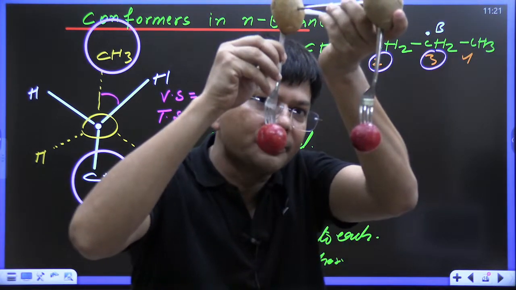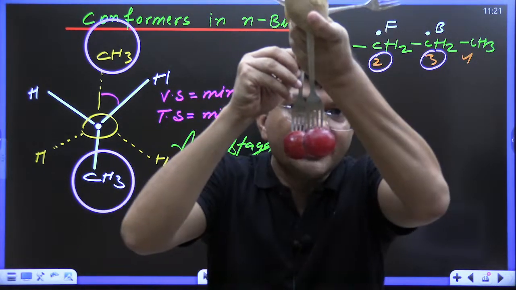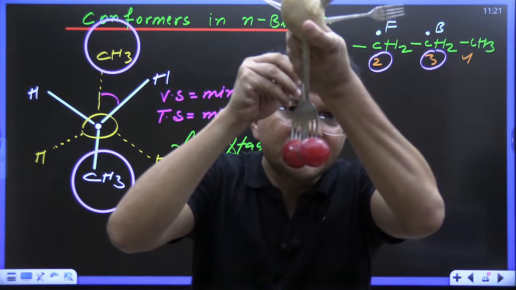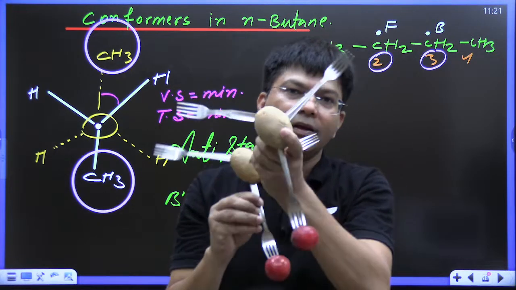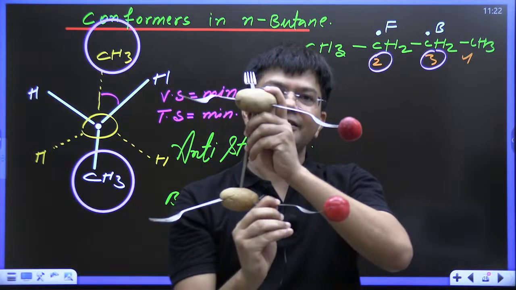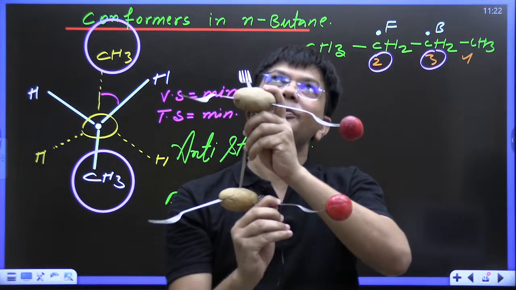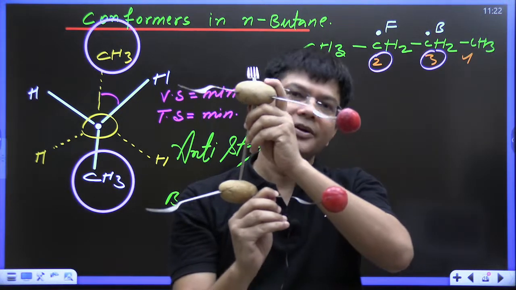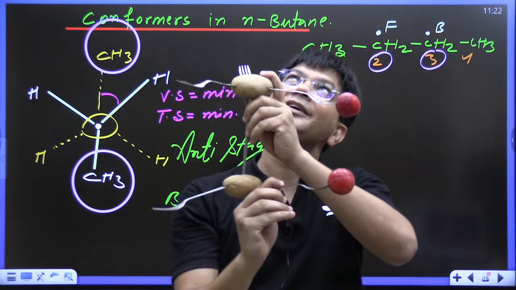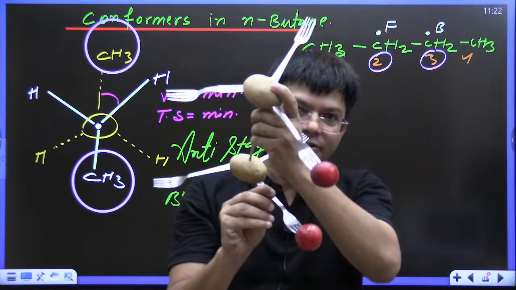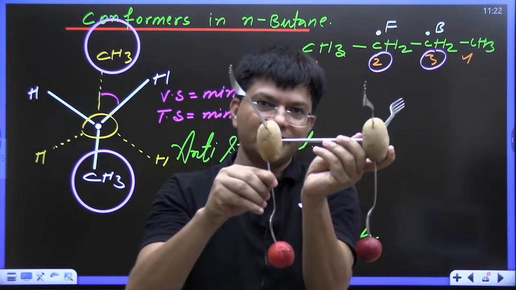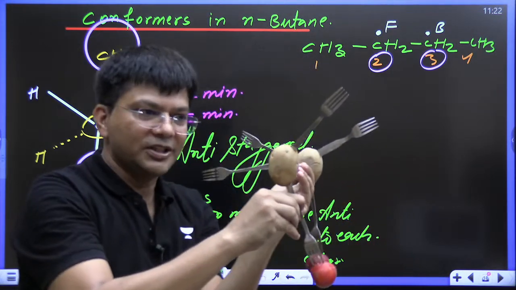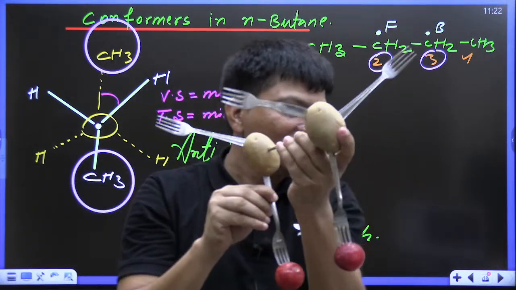This is the Sawhorse representation and this is the Newman's projection. In Newman's projection, the back methyl is not visible. This is your fully eclipsed form. It is as if somebody is seeing it from an aeroplane or a helicopter. This is Newman sitting at the roof, and this is you, Newman, in front. This is the Sawhorse representation. These are the 3D models.